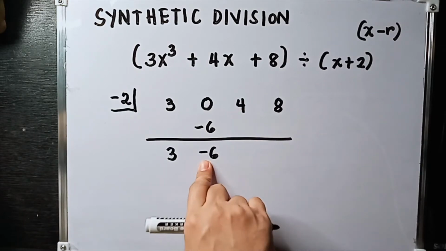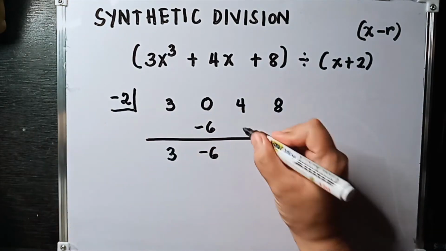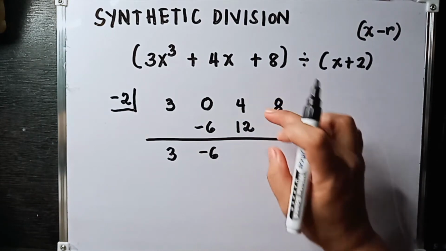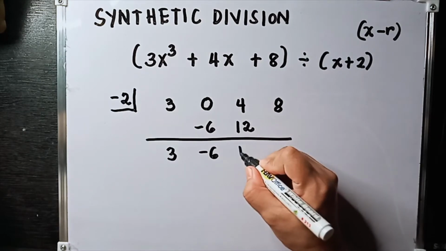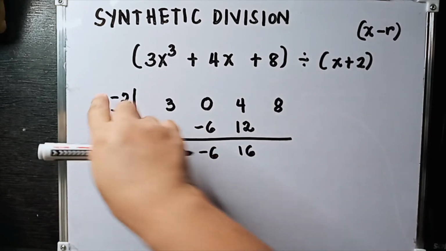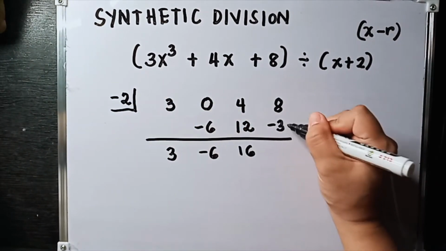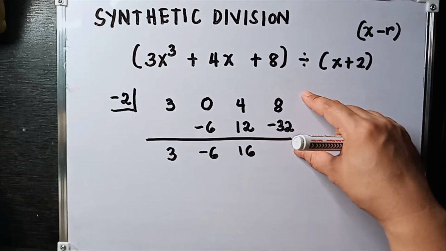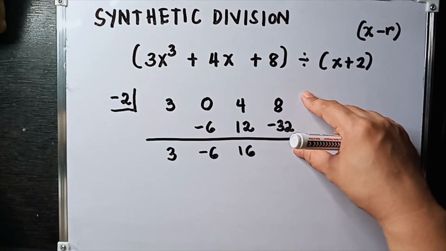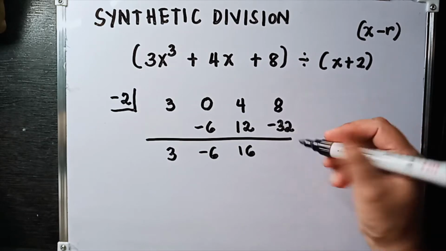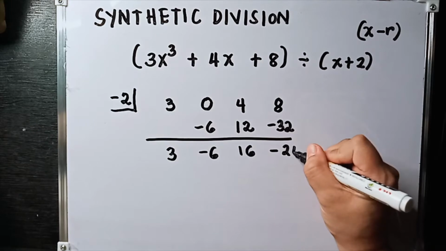And then we multiply negative 6 by negative 2. That's why we have 12. And then we add again: 4 plus 12, we have 16. Then we multiply again. 16 times negative 2 is negative 32. And then we add, but since we have different signs, we're going to subtract their absolute values and then follow the sign of the higher absolute value. So in here, we have 8 plus negative 32. That's why we have negative 24.